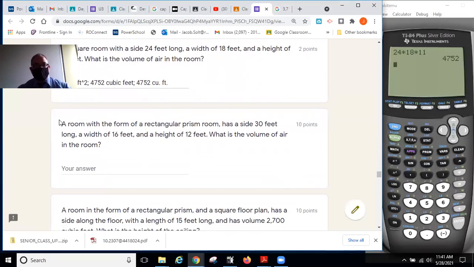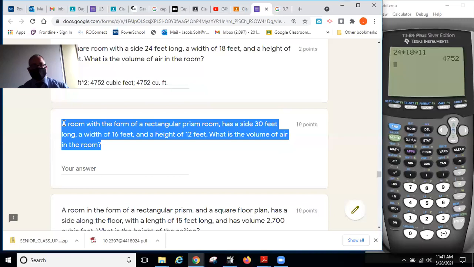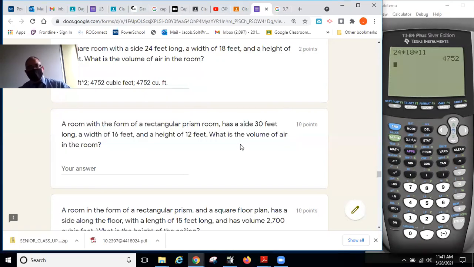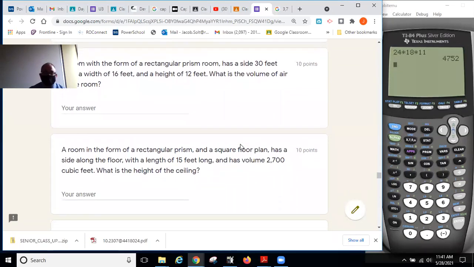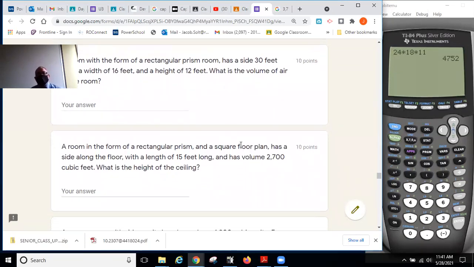A room with the form of a rectangular prism, right? Or rectangular prism room. Okay, I need to fix that. It has a side of 30 feet with a width of 16 feet and a height of 12 feet. What is the volume of air in the room? And this is a 10-pointer, so I'm not going to go over it, but I will give you a minute to finish this up. Actually, if you want to, you can finish both those 10-pointers up.